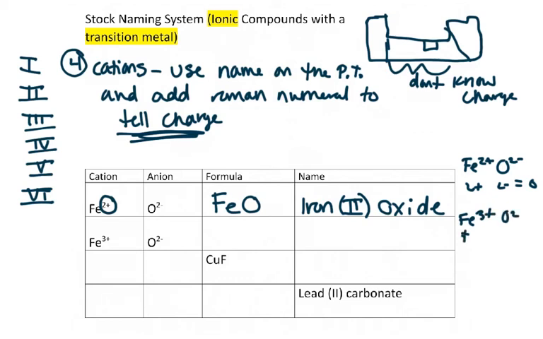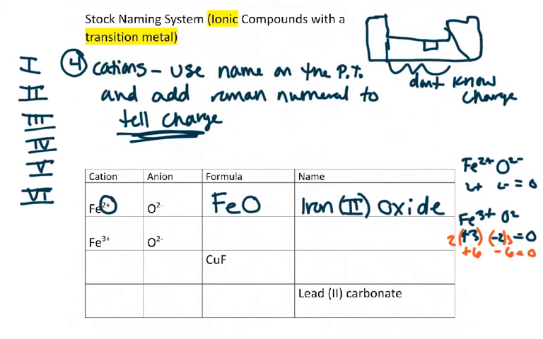The next one, Fe 3+ and O 2-. So that's +3 and -2. That does not equal 0, so I'm going to need to multiply. Again, their lowest common multiple is 6, so I'm going to multiply the 3 by 2 and the 2 by 3. That's going to give me +6 and -6, which equals 0.